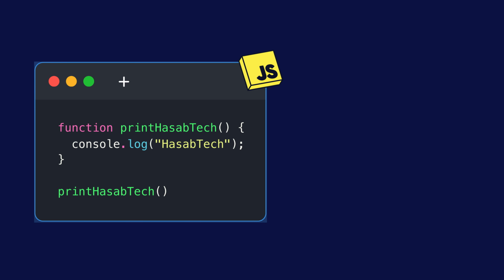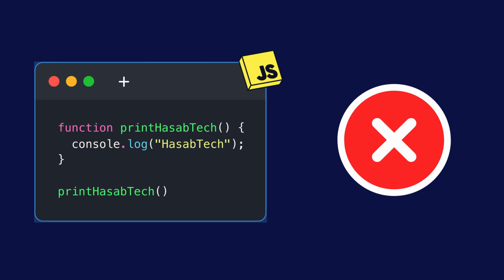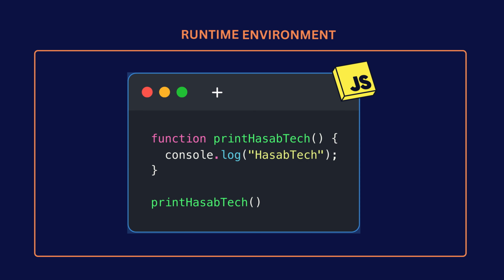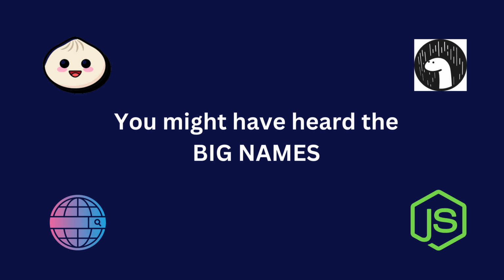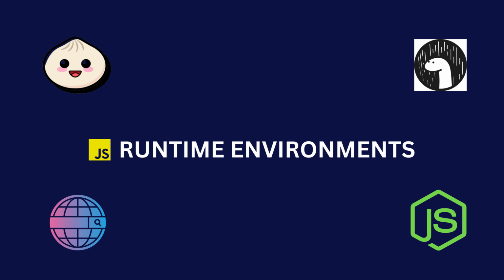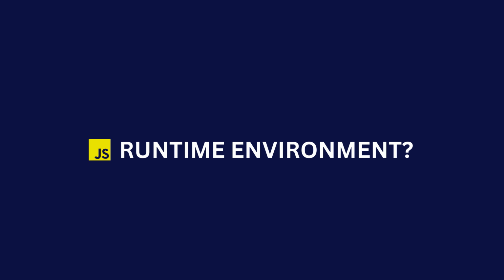Your JavaScript code cannot really do anything on its own until and unless it is inside of a runtime environment, and that's where all the magic happens. Surprising? Let's understand how. You might have heard the big names: web browsers, Node.js, Deno, Bun, and others. These are all runtime environments for JavaScript. But what exactly is a runtime environment?